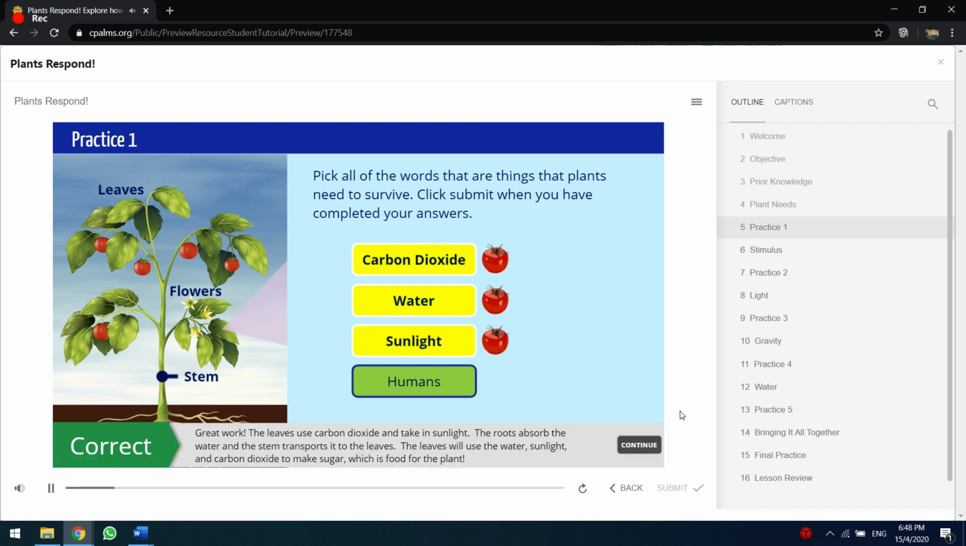Great work! The leaves use carbon dioxide and take in sunlight. The roots absorb the water and the stem transports it to the leaves. The leaves will use the water, sunlight, and carbon dioxide to make sugar, which is food for the plant.